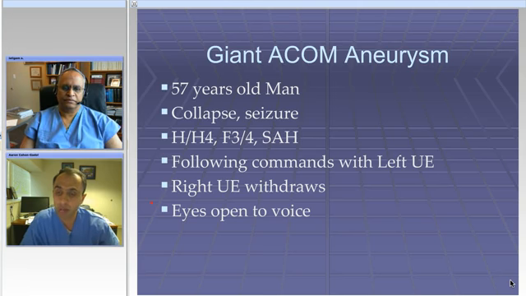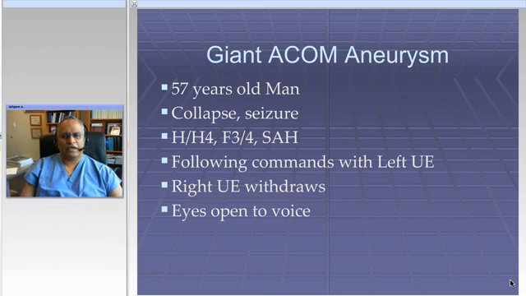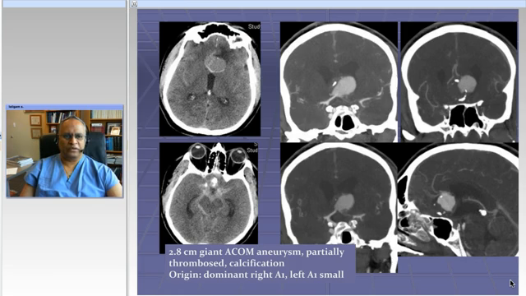Those are great points. Thank you so much. Please go ahead. So the next case we're going to talk about is very interesting. This is a 57-year-old man who collapsed and had a seizure, and he was Hunt and Hess grade 4, Fisher grade 3-4, with subarachnoid hemorrhage, and of course was not in very good condition when he presented.